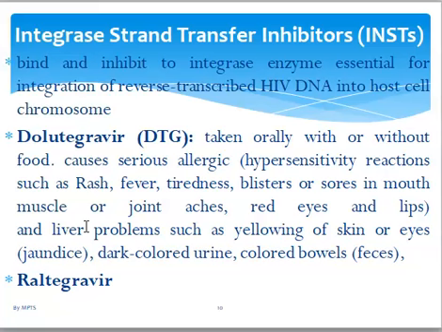INH or isoniazid, it also has side effects of liver problems such as yellowing of the skin or eyes, what we call jaundice, darkened urine, colored bowels. All these can also happen. I'm sure you're aware of this with DTG. Now, another example is raltegravir.